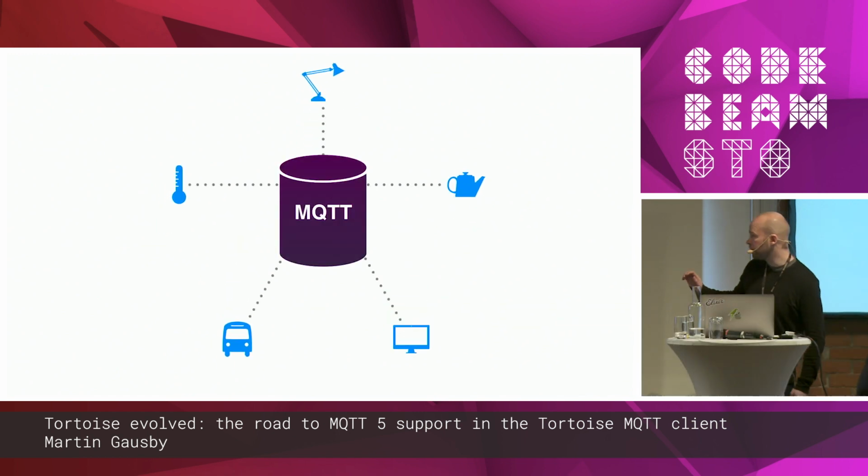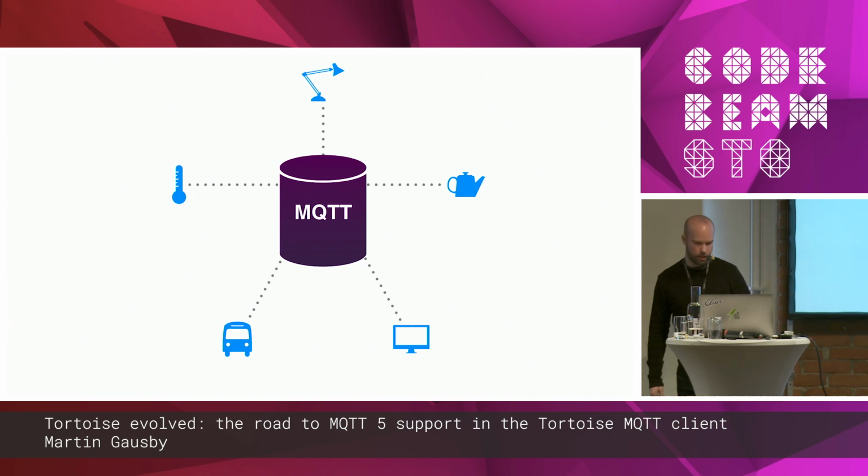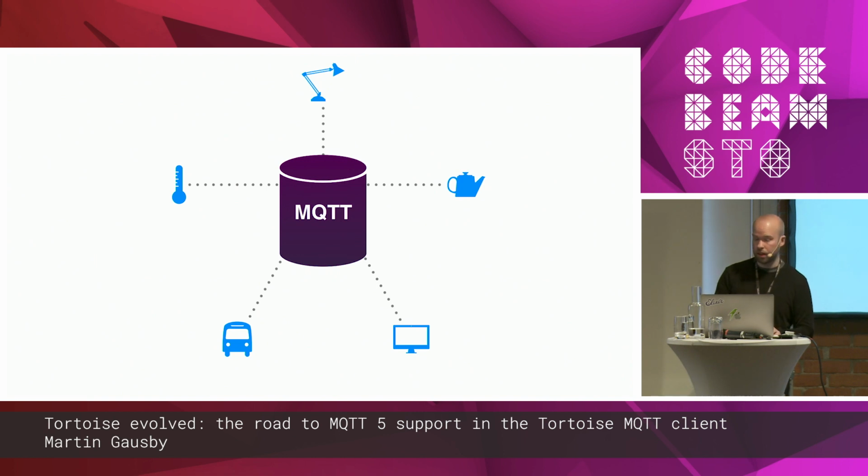So how does it work? To make it as simple as possible for a small device, we have a client-server architecture. So MQTT is sitting in the middle. Every device is connected to the MQTT server. So this means that clients cannot see each other directly.